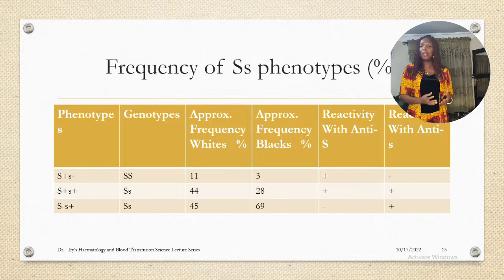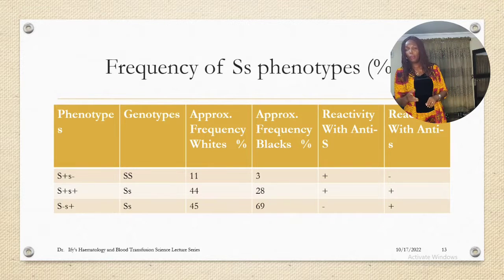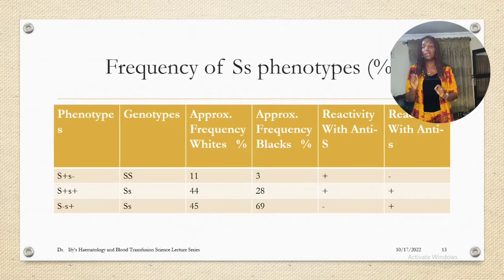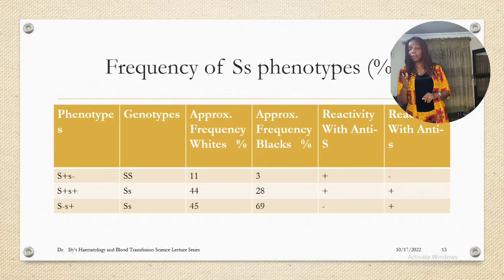Those that are big S negative and little s positive have the genotype little s, little s. They are about 45% in whites and 69% in blacks, and react negatively with big S but positively with little s.